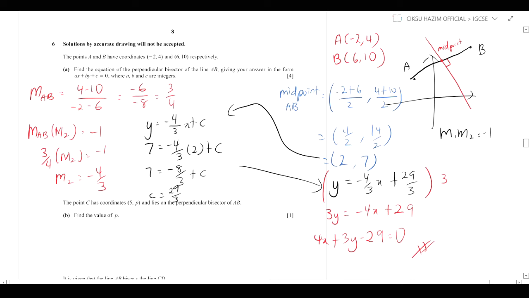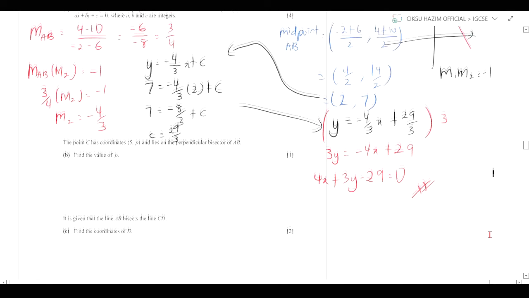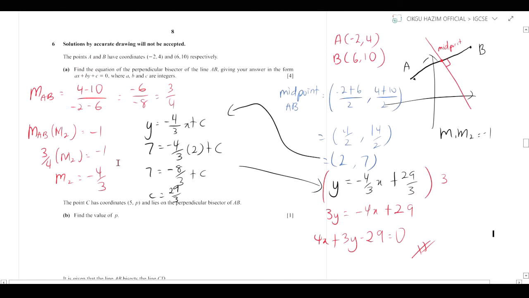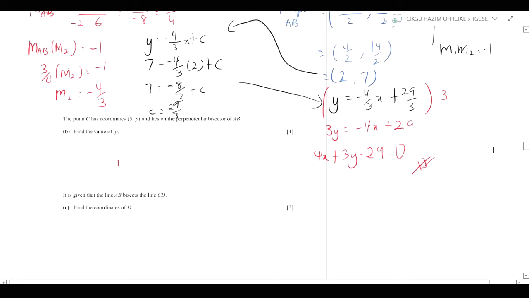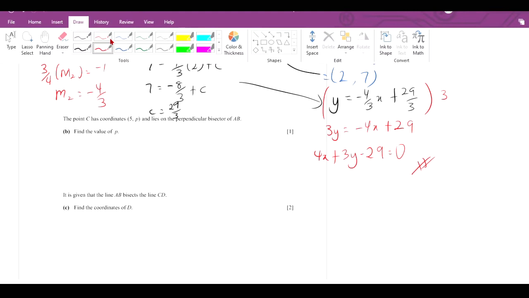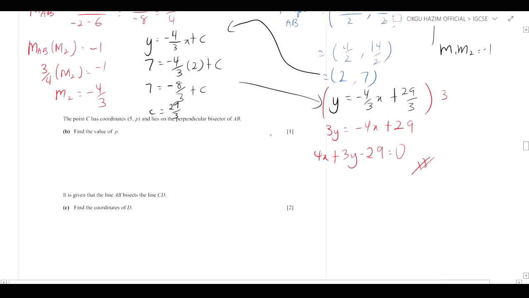That's your final answer. Maybe my working is a bit long, but like I said, you may use your own method, but make sure your final answer is the same. Next question is that point C, a new point here, has a coordinate of (5, p), and it lies on the perpendicular bisector of AB. So how to find p here? This one is quite simple, only 1 mark.